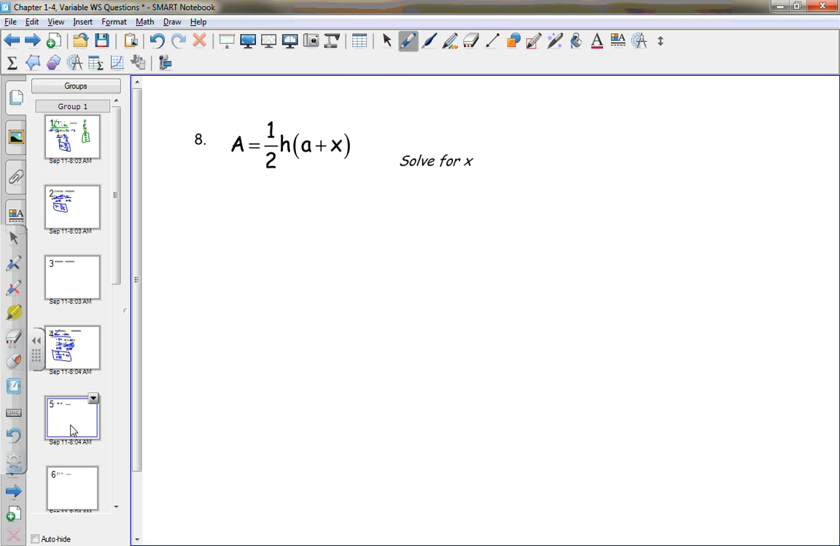Number 8. I love this problem. What does that mean? You'll probably be able to say. Thank you very much. You are 100% correct. If I'm telling you that I really like it, that means it's probably going to be on the test. Do we understand that?